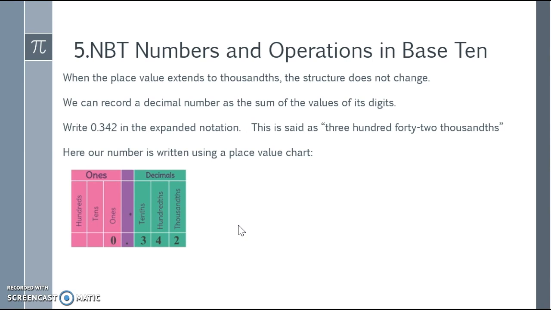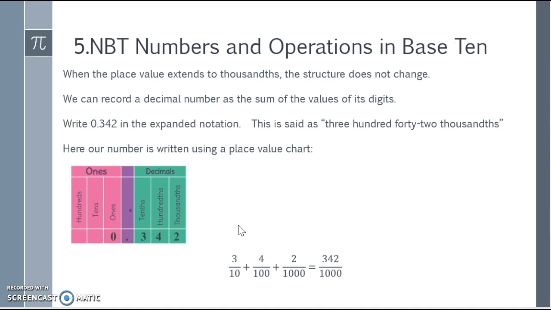Viewing this number in the place value chart, 3 is in the tenths location, 4 is in the hundredths, and 2 is in the thousandths. So it can be represented as 3 tenths plus 4 hundredths plus 2 thousandths. And if I were to add all of these fractions together, we will get 342 thousandths.